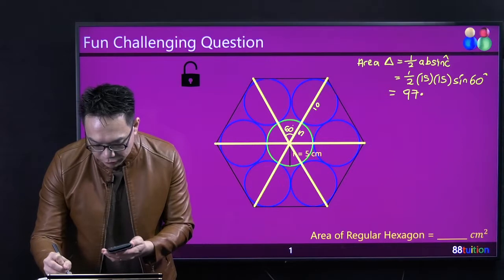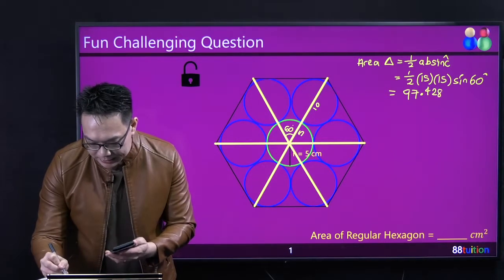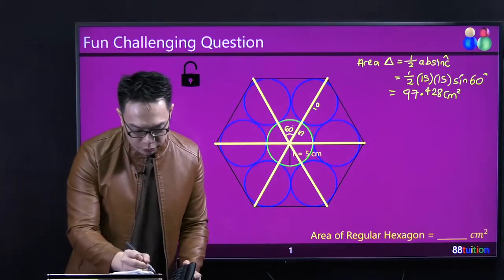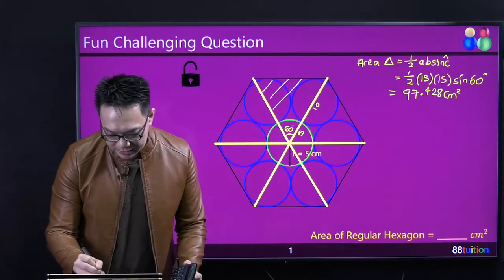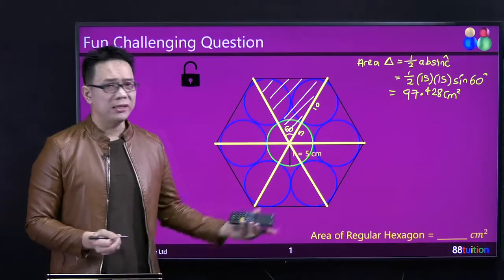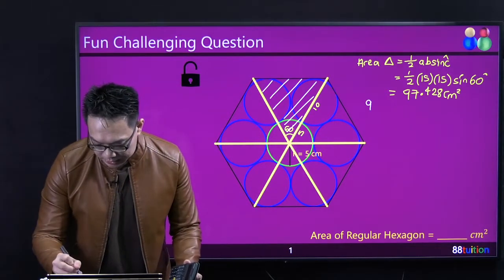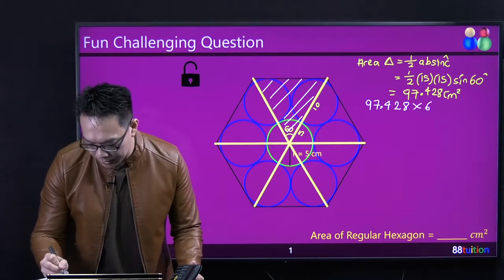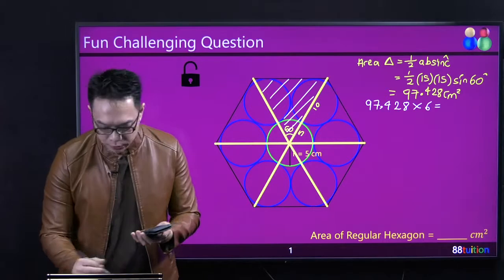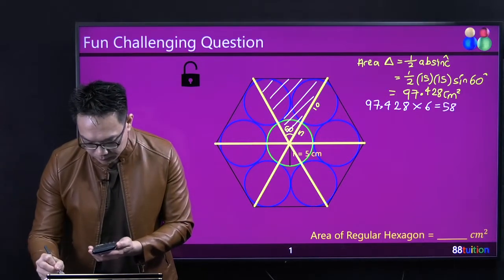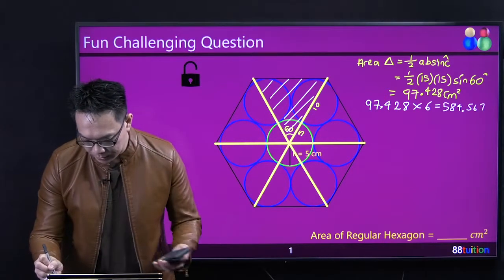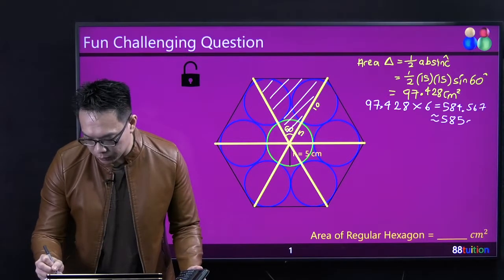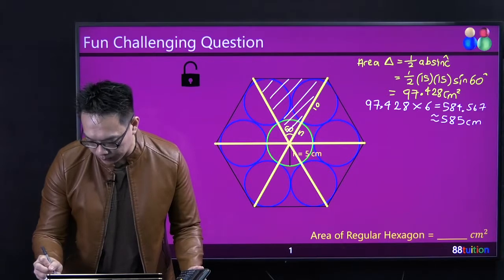97.428 cm squared. This is the area of only one of these, one portion here. Then you say, easy! Because they are the same, times 6. So your answer will be 97.428 times 6, and that will be the area of the hexagon. You will get 584.567. Give it to 3 significant figures. How come? Because this is an irrational number. You will go on and on and on.